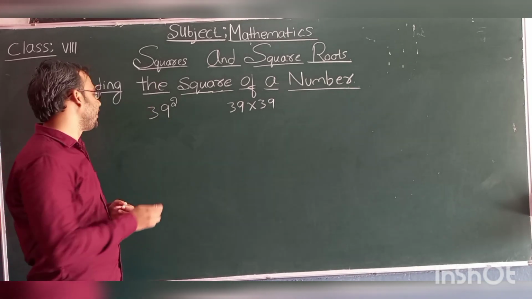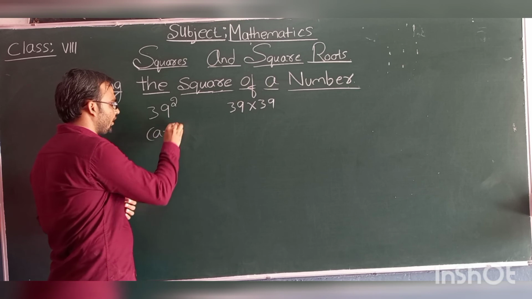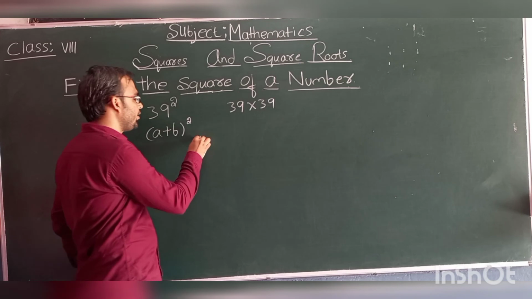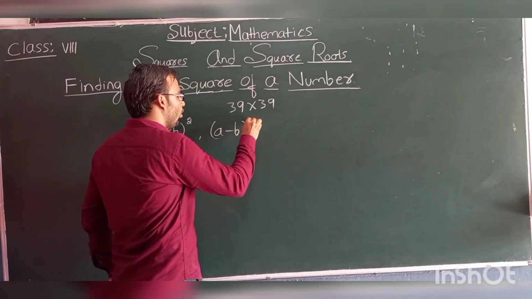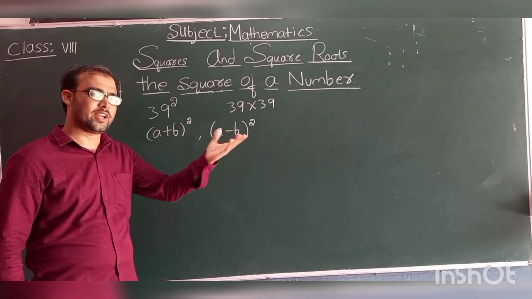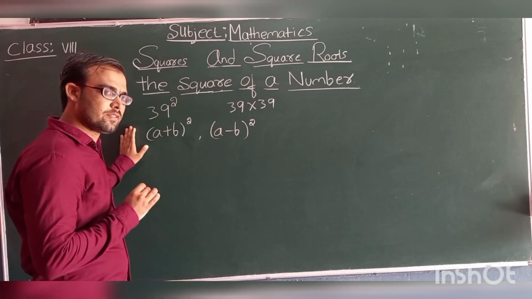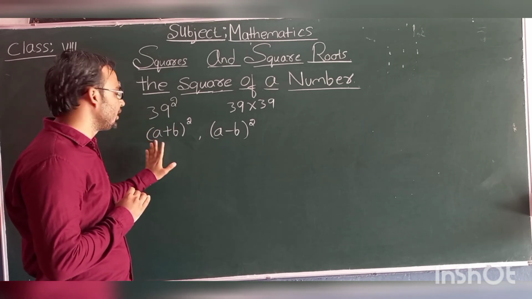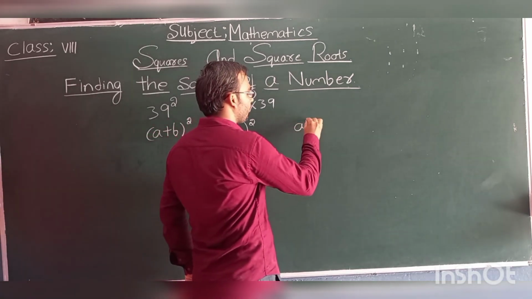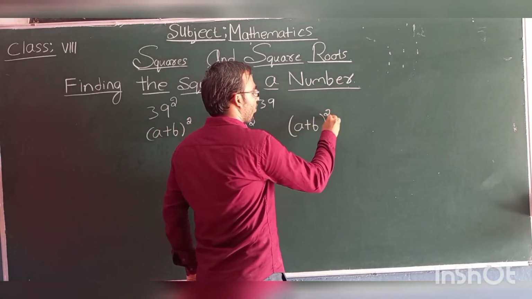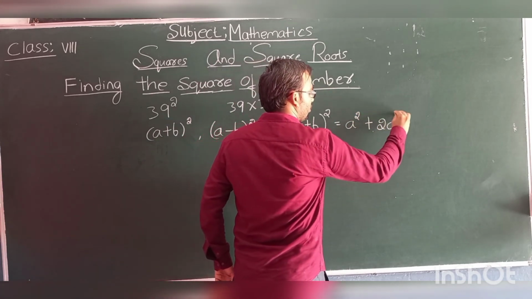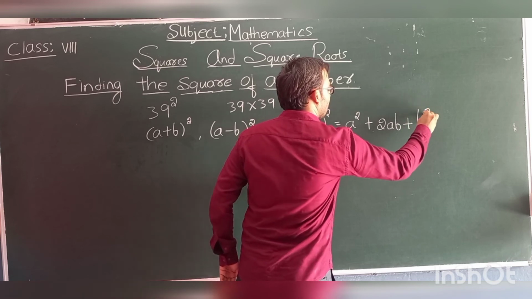So what are identities? Look here: (a plus b) whole square. You can use this identity, or else you can use (a minus b) whole square also, to find the square of 39. We can use one more method also. Let us find the square of 39 using the identity (a plus b) whole square. The formula is: (a plus b) whole square equals a square plus 2ab plus b square.